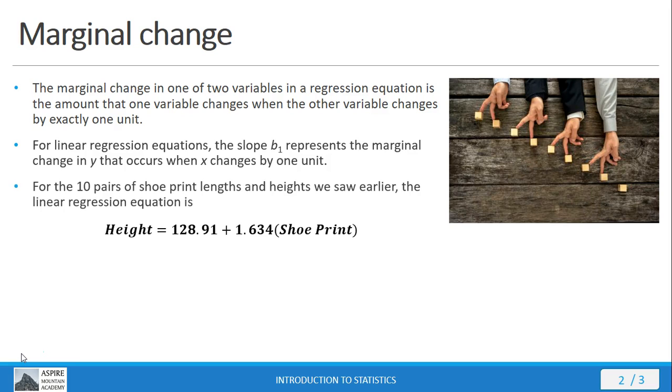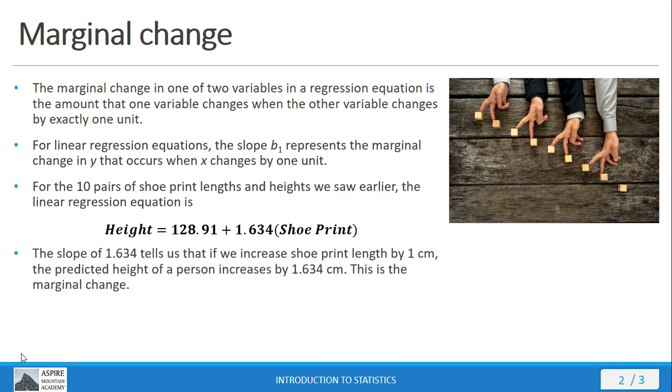So for the 10 pairs of shoe print lengths and heights that we saw in the last mini lecture, the linear regression equation is what you see here on the screen. The slope of 1.634 tells us if we increase our shoe print length by 1 centimeter, the predicted height of a person increases by 1.634 centimeters. This is simply the marginal change.